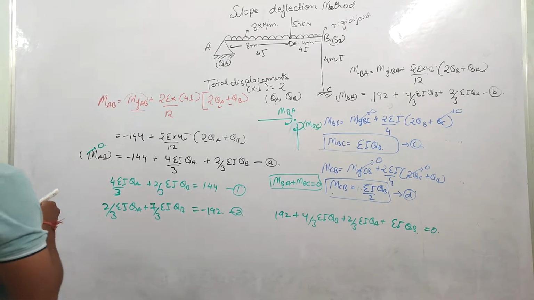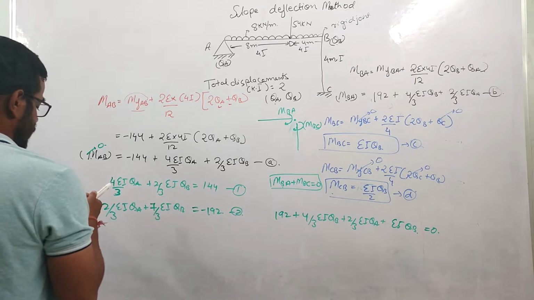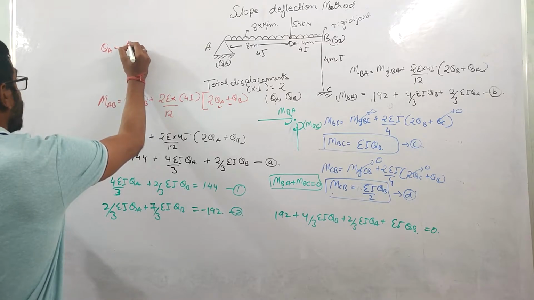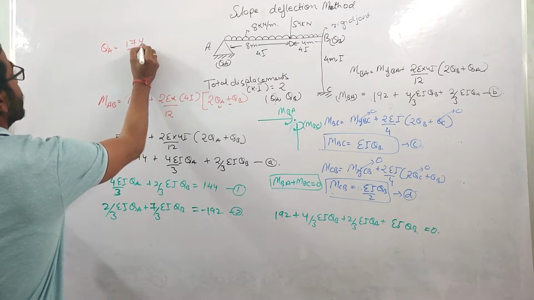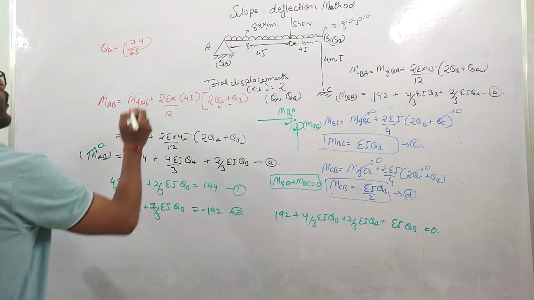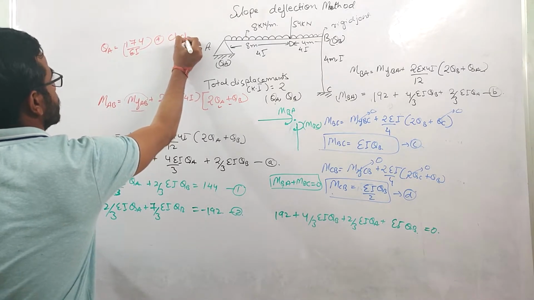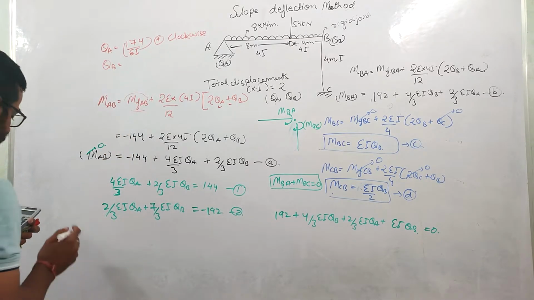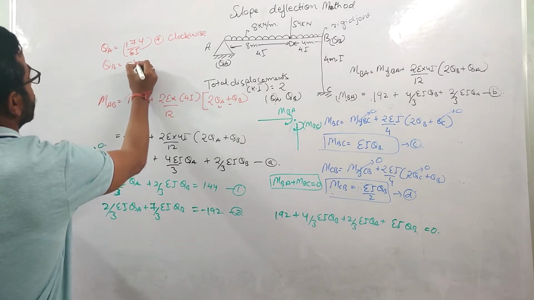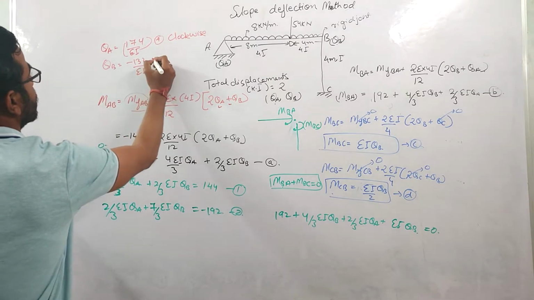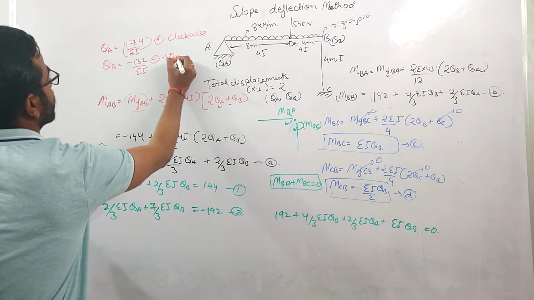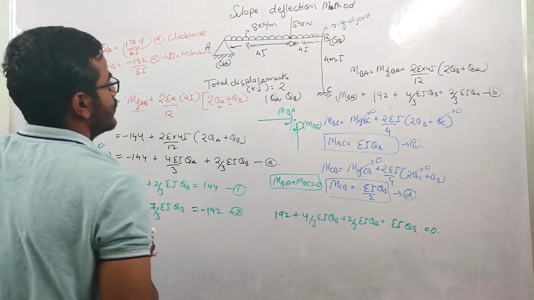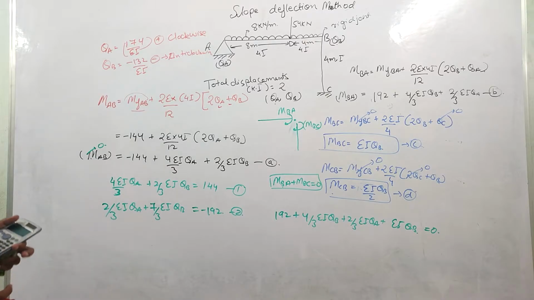So the value of theta A I am getting is 174 over EI, and this is positive. Positive means this is clockwise rotation. And what is the value of theta B? Theta B is coming minus 132 over EI. This is negative, meaning anti-clockwise. So these are the values which we are getting for theta A and theta B.